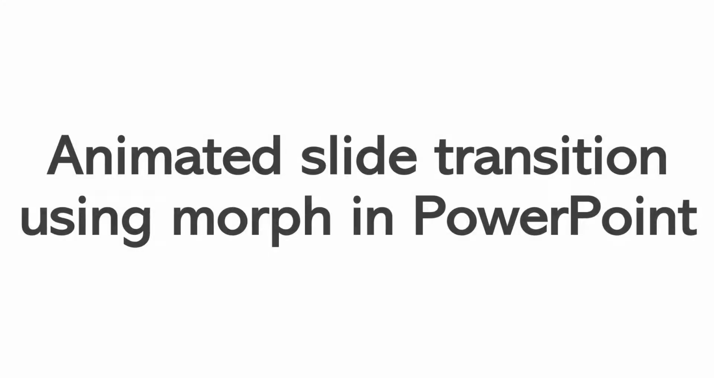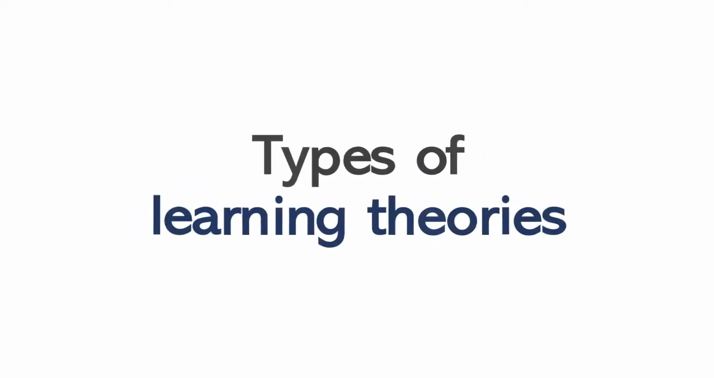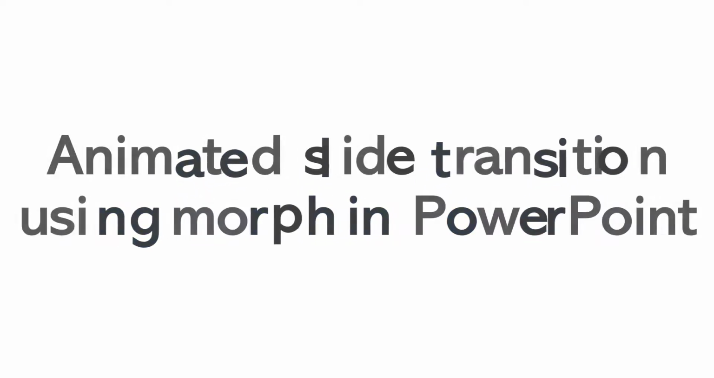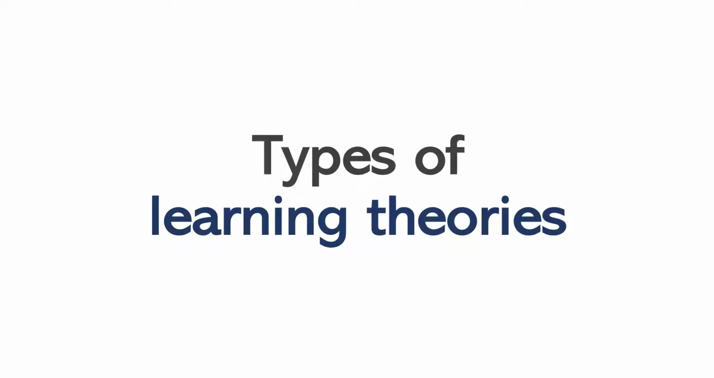Hello everyone, in this video we're going to talk about animated slide transition using Morph in PowerPoint. And I'm actually going to show you a couple of transitions. The first one, I have the presentation up right now. I'm going to transition from this title slide to a different title slide using the character Morph. So you can see that effect. It changes the letters from one slide to another slide. It moves them around and that's called the character Morph.